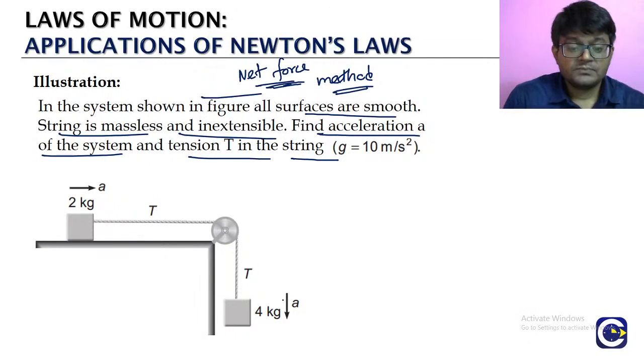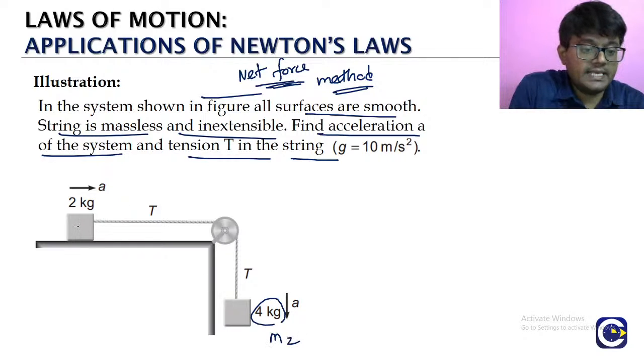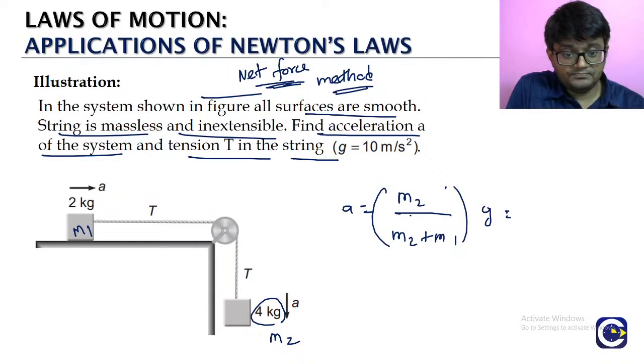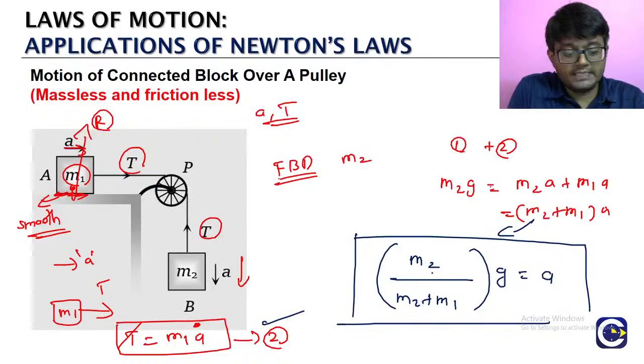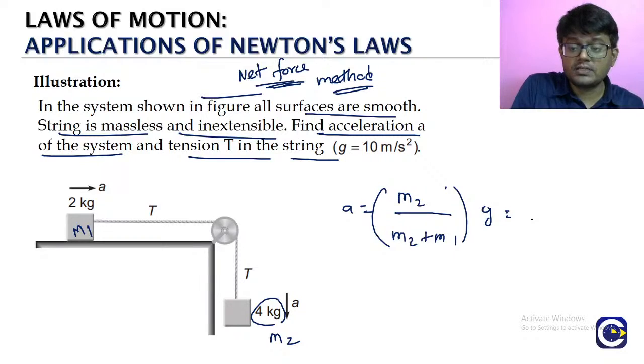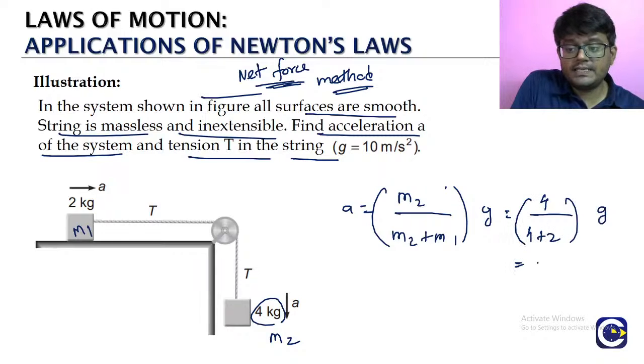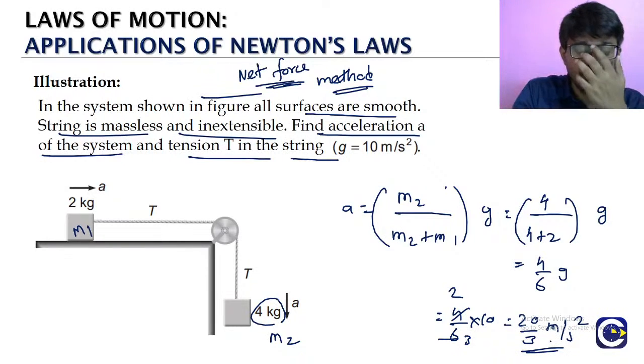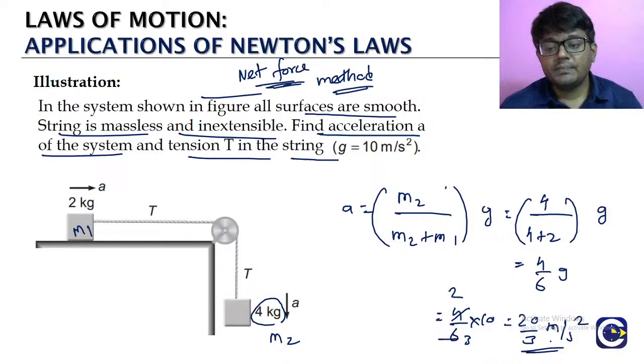So here this is our m2, this is the m1, right? We already have the formula for acceleration. What is it? m2 by m2 plus m1 into g. I hope you remember this. Just now we did it. That is the acceleration. m2 is the hanging block. So 4 by 4 plus 2 into g, which is 4 by 6 into g. What is the g value? 10, right? So we put 4 by 6 into 10, that is 20 by 3 meter per second square. So check it, students. What is the acceleration A value? 20 by 3 meter per second square.